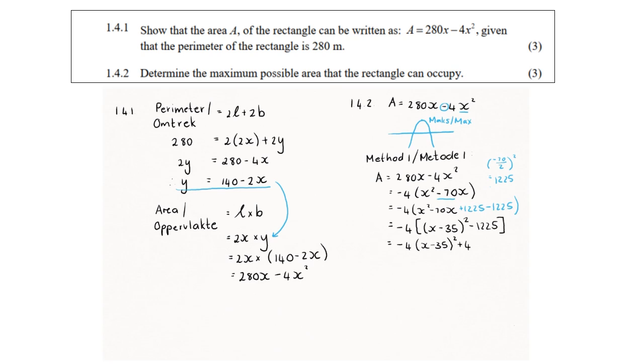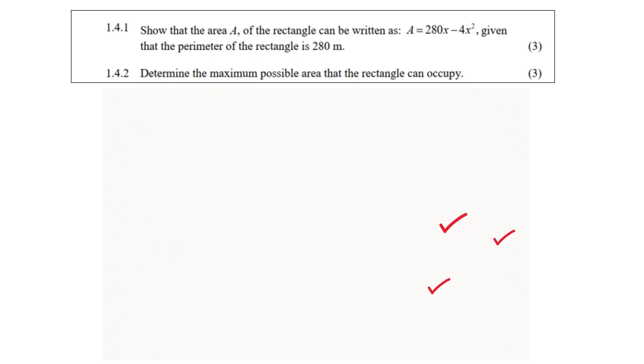The maximum area is given by the y coordinate of the maximum point or the turning point, and that is the 4,900. That then means that the maximum area for this rectangle is 4,900 square meters. For this method, you get 3 marks for the following: 1 mark for correctly completing the square, 1 mark for the plus 4,900, and 1 mark for the correct conclusion. Let's now look at the second method.